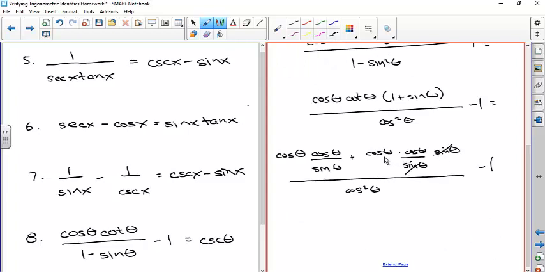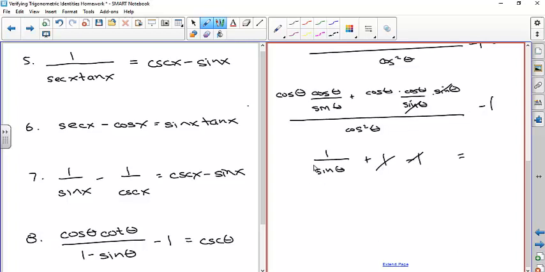Notice the sine cancels out. Here we have cosine squared, here we have cosine squared. If you cancel out the cosine squared here with the cosine squared there, you get 1 over sine theta. And here, cosine squared divided by cosine squared is 1. So this becomes 1 over sine, minus 1. Those 1s cancel out. All you're left with is 1 over the sine of theta, which is equal to the cosecant of theta, which is what we were looking for on the right-hand side.